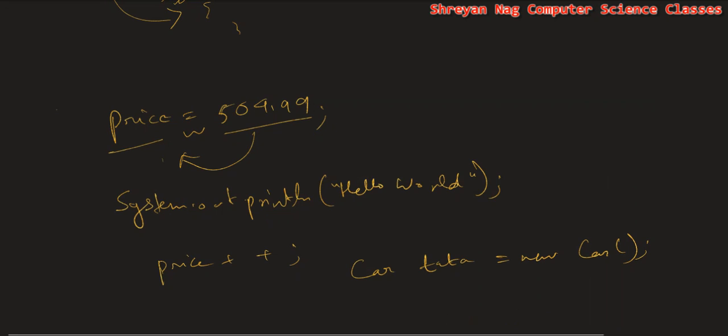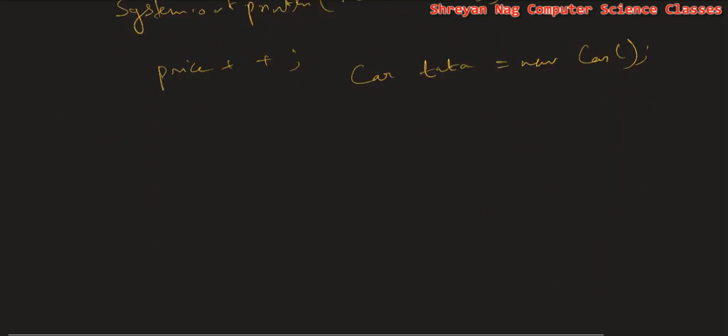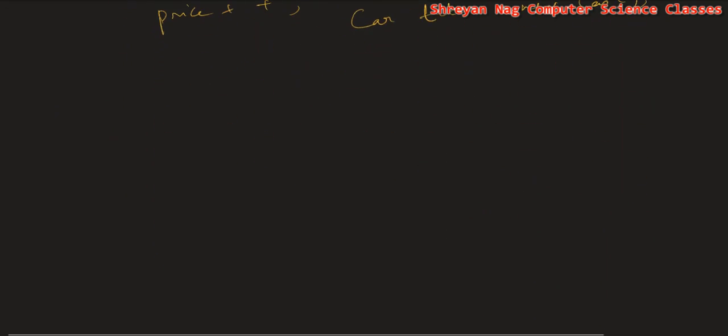Now we will be learning about the new operator. The new operator in Java is responsible for the creation of objects. It dynamically allocates memory to a program or to a class object. Example: suppose I'm writing a class, class Car. So a car has what? A set of wheels, a color, and speed. These are the basic things.